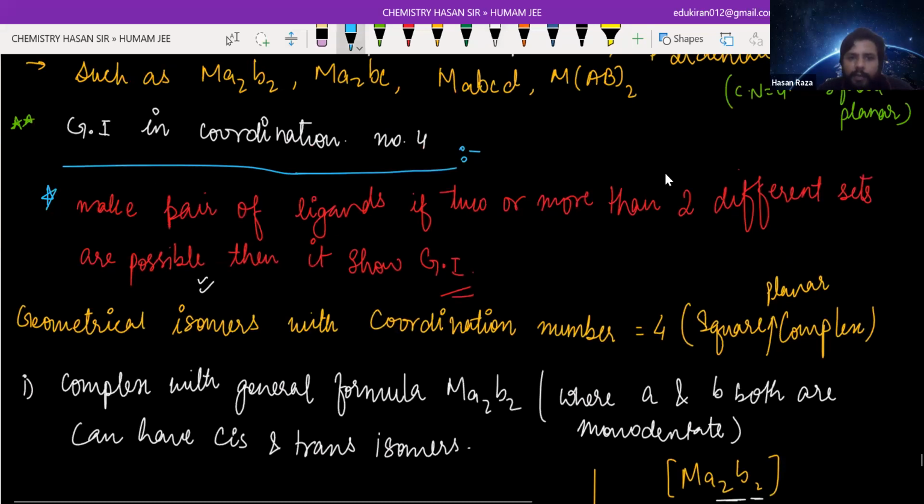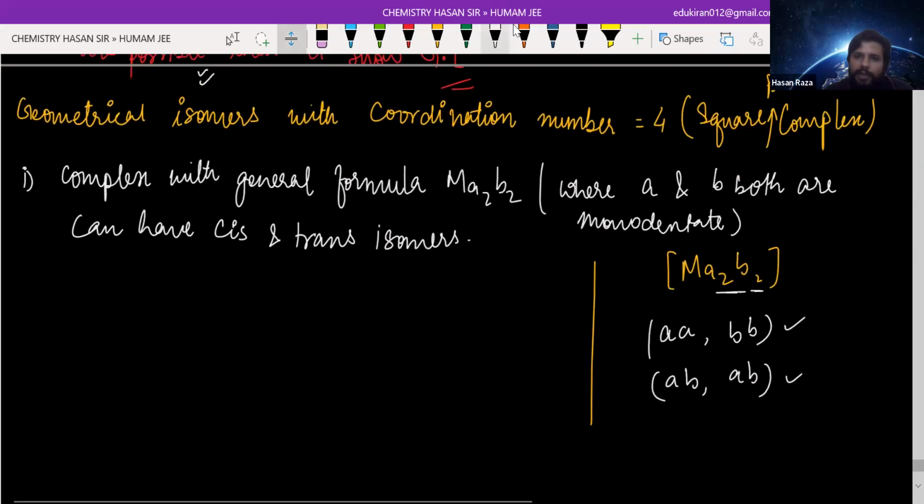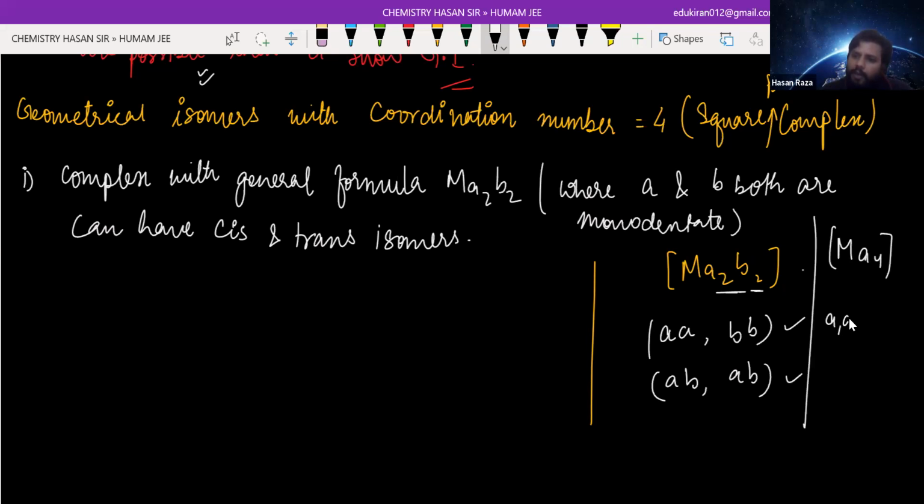Make pairs of ligands. If you are getting two or more than two different sets, if there is a possibility of that, then it will show GI. And here you can easily see that we got two pairs, so it will show GI. If you get only one set, then you will not get GI, like in case of MA4: how are you going to differentiate A, A, A and AA? So this will not show GI. Are you getting my point, Humam and Austin?